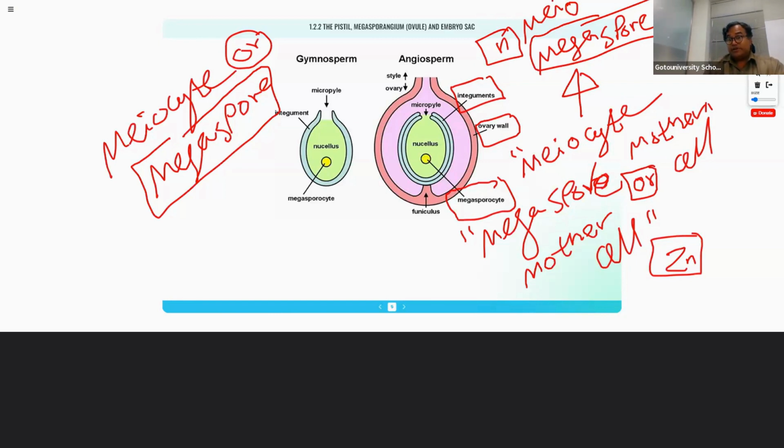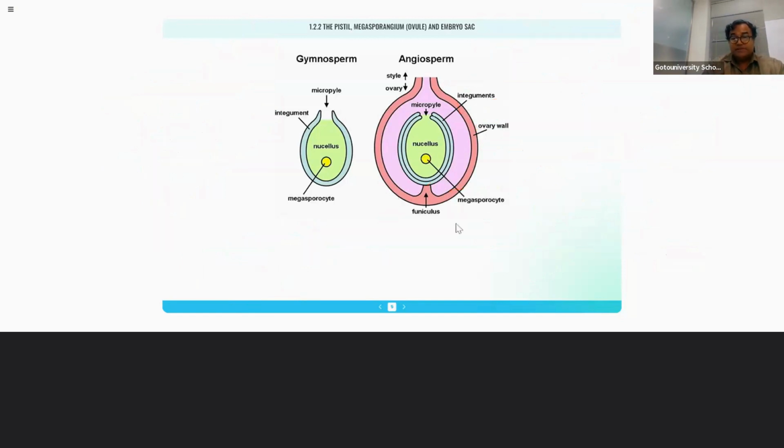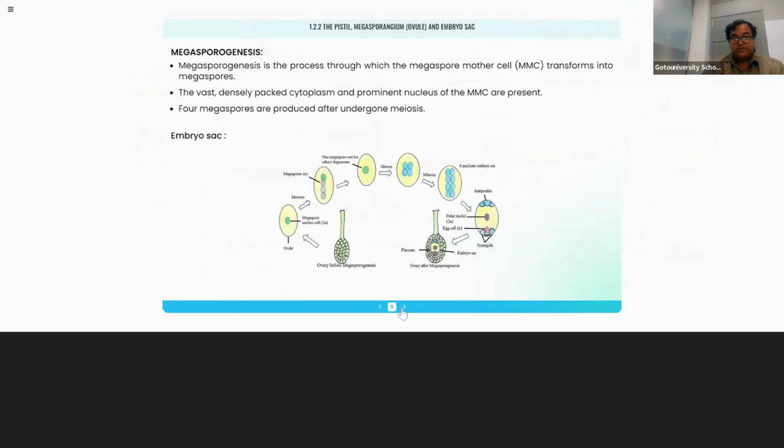This meiocyte is also called as megaspore. Can we use the same word meiocyte for the male spore also? Yes, of course. This is the female meiocyte. Male meiocyte is also called as microspore. Female meiocyte is also called as megaspore. So this megaspore is formed by the megaspore mother cell, also called as meiocyte mother cell. So understanding multiple terms is very, very important, or else you will struggle in the board exam. The biology board exam is not so easy, right?